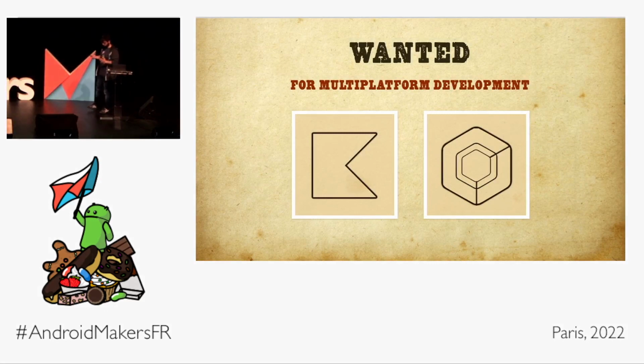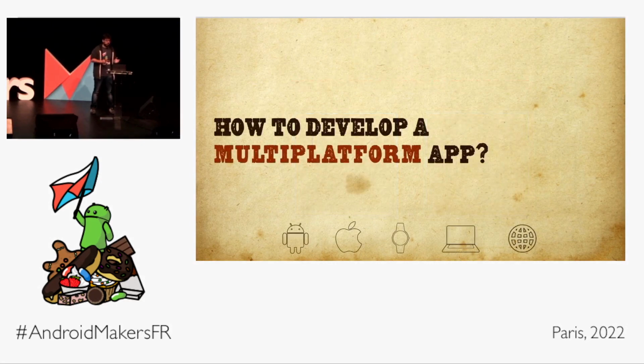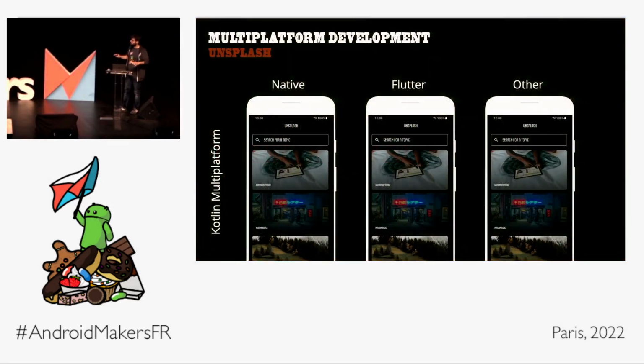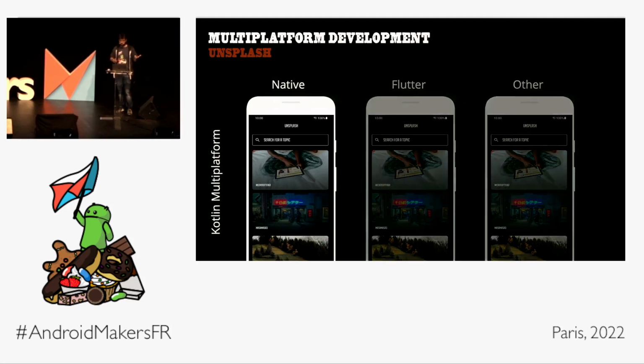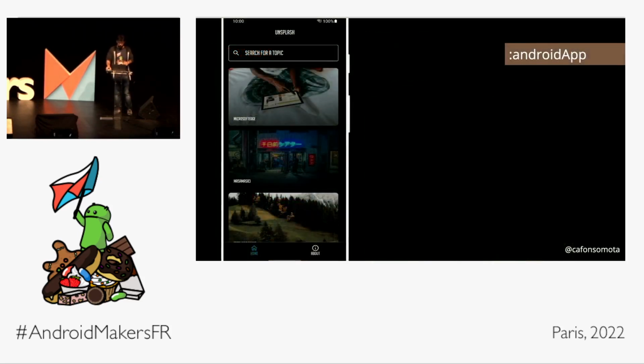So my first question is how to develop a multi-platform application. And I've created a simple one for you to see. This is a really simple application. It connects to the Unsplash API, and it gets you a couple of images. And you could be doing this with native, Flutter, or any other platform. For now, we're going to use native. So just a quick preview of the app itself.